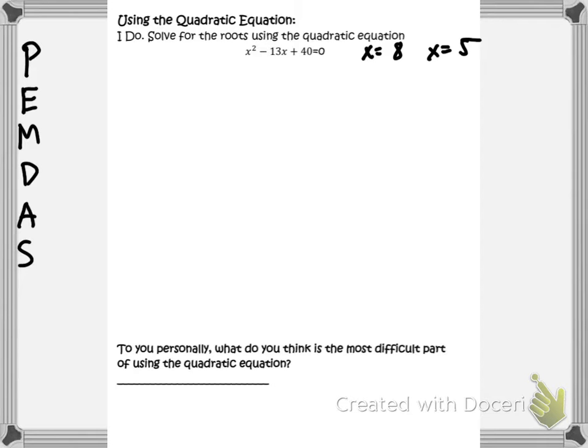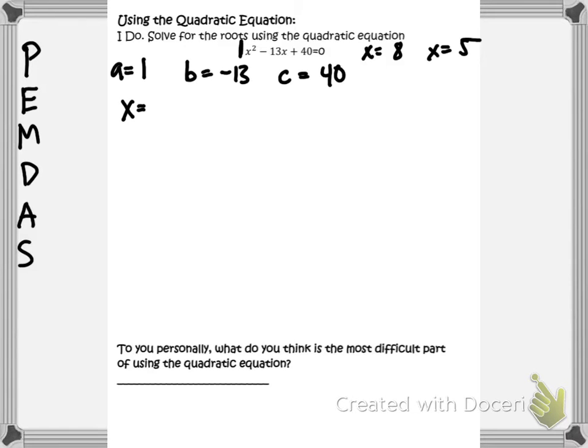Okay, so let's start off with a, b, and c. So a is equal to 1, because there's a 1 right here. B is equal to negative 13, and c is equal to 40. Alright, so starting off easy. What is the a, the b, the c value? Next, let's write out our quadratic equation.